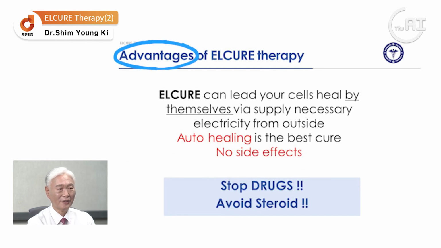So the advantage of ELCURE therapy is that ELCURE can let your cells heal by themselves, without any medication, by supplying the necessary electricity from outside using the ELCURE device. Just contact the skin, and then your cells become vivid. So auto healing is the best cure. No side effects. Stop drugs, stop analgesics, avoid steroids. That is the main advantage.